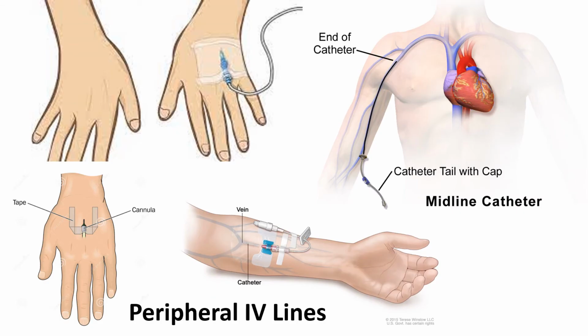So these are examples of peripheral lines. You see here that they are injected at different sites in the periphery. These can be in your hand that you see here. What is done is that they will insert a needle here in the hand, and then they will put the cannula in at the same time, tape it down and take the needle out. And then you basically have a little cannula that is resting there, so that you can attach an IV line to.